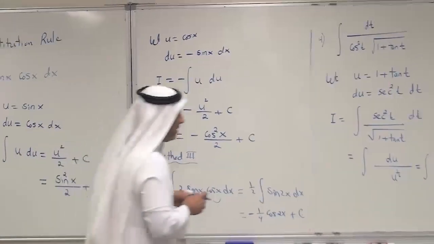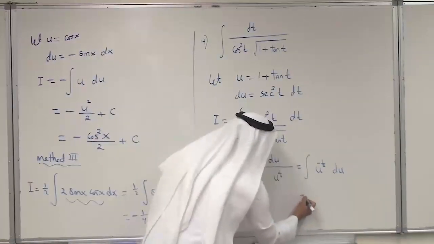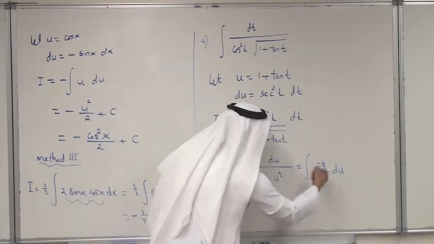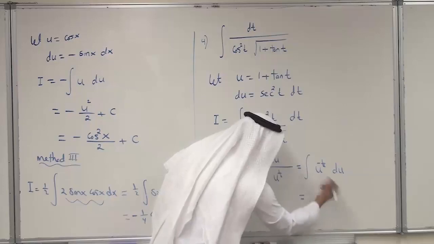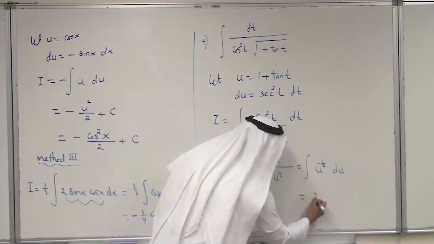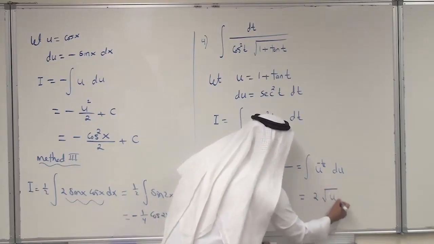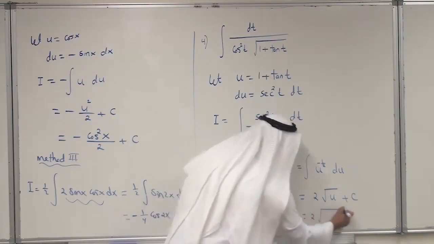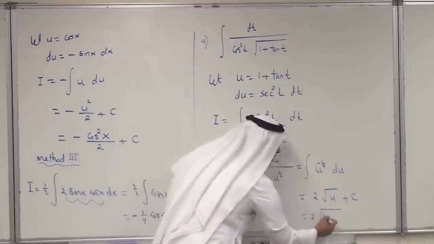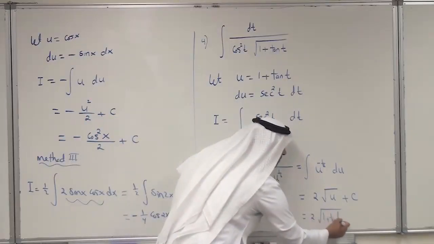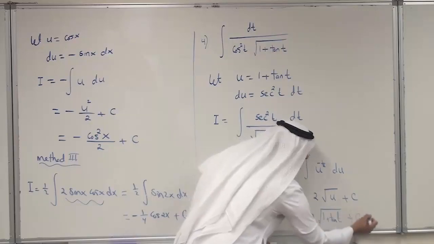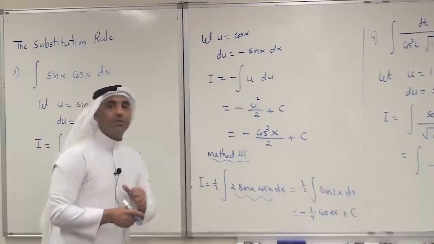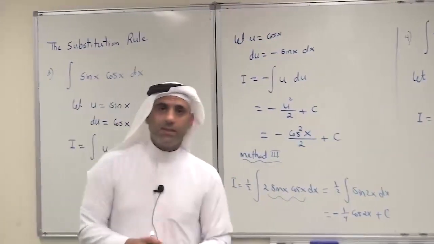What is it equal to now? This is equal to the integral of u to the power minus 1/2. You add 1, you get u to the power 1/2 divided by 1/2, so you are multiplying by 2. That gives you 2 radical u plus constant c, which is actually 2 times the square root of the substitution we made, which is 1 plus tangent of t, plus the constant of integration. That is another exercise to show the beauty of the substitution rule. We will see more exercises also.